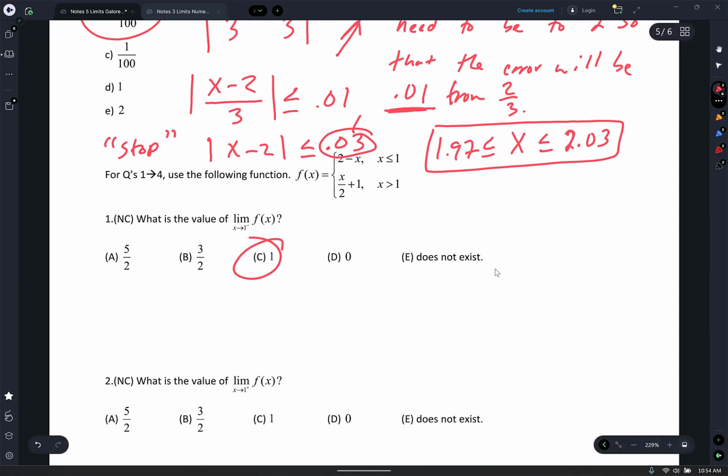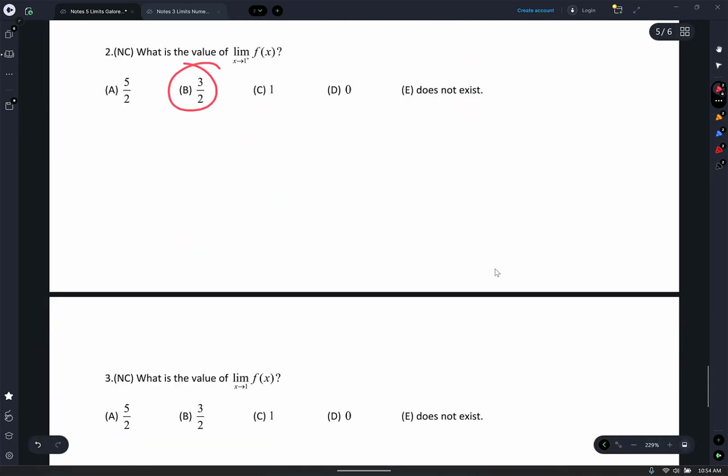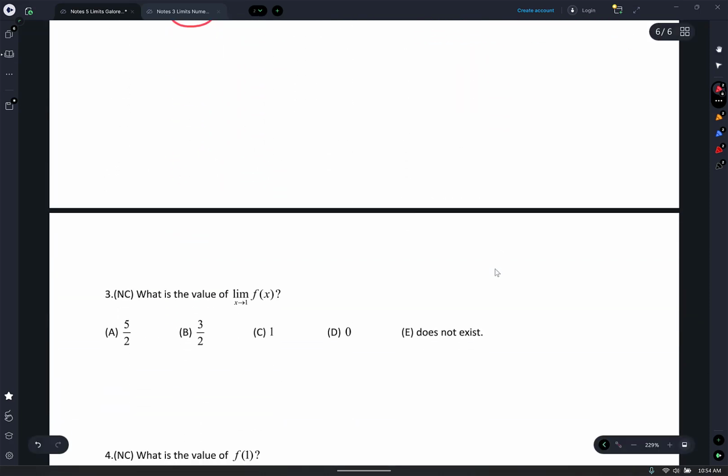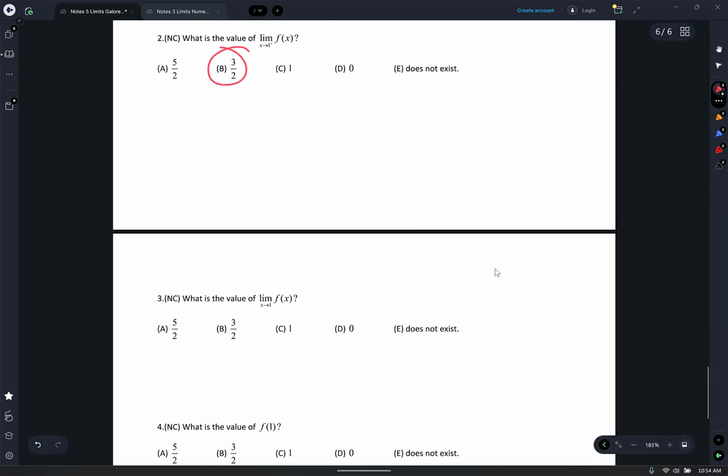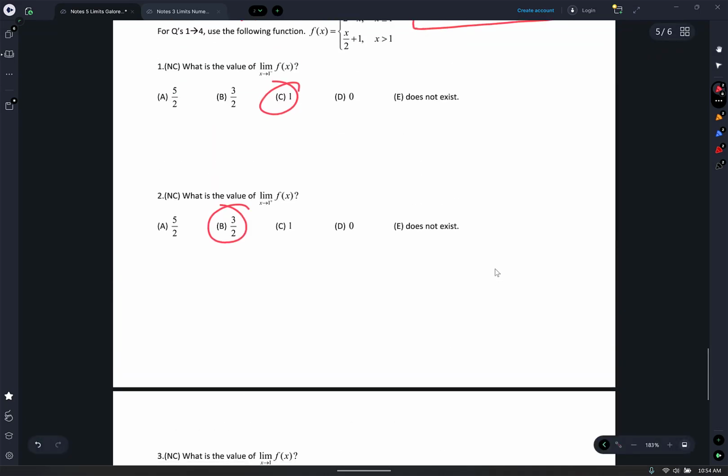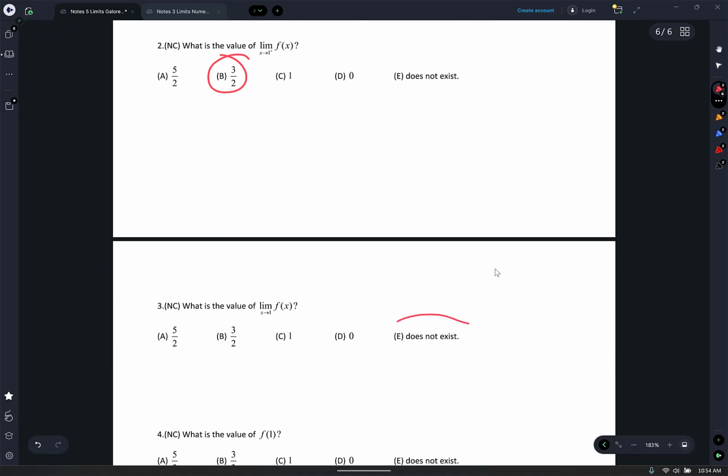What is the value as x approaches 1 from the right? Which one do I use? The bottom. The second one. What's going to be my value? 3 over 2. Plug in a 1 for the x. It doesn't equal, so be careful. Do I ask that question next? Nope. What is the value as x approaches 1? Do they match? Does not exist.